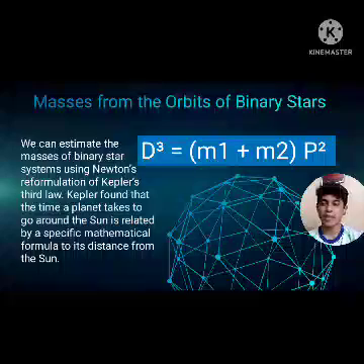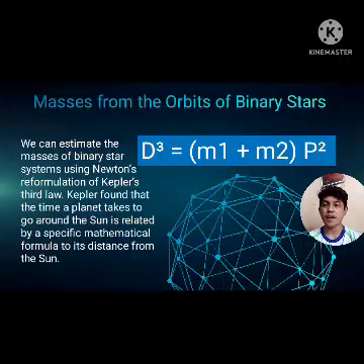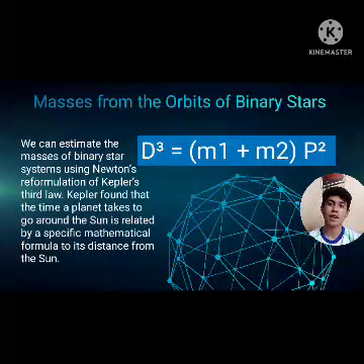Let's go to the next slide. So, using Newton's reformulation of Kepler's third law, we may estimate the masses of binary star systems. Kepler discovered that the time it takes a planet to orbit the Sun is related to its distance from the Sun by a mathematical formula.